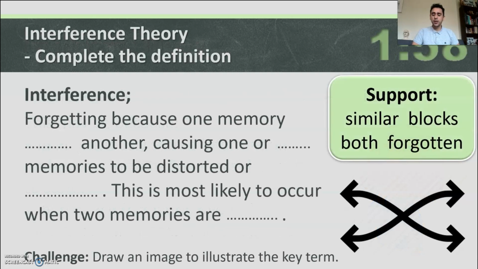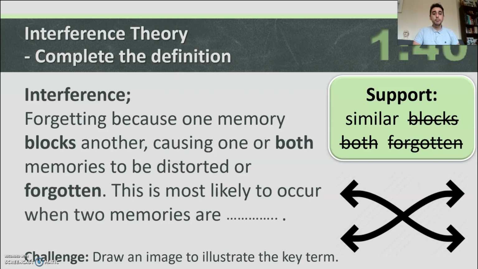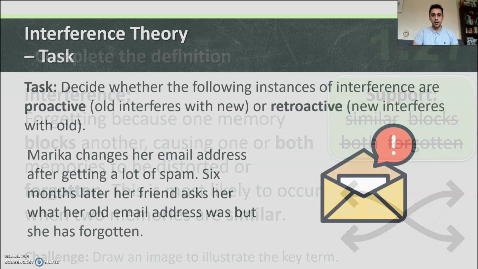And that's interference. How would you define interference? Can you complete the definition, fill in the gaps, write it down? Here you go. Interference is forgetting because one memory blocks another, causing one or both memories to be distorted or forgotten. This is most likely to occur when two memories are similar.